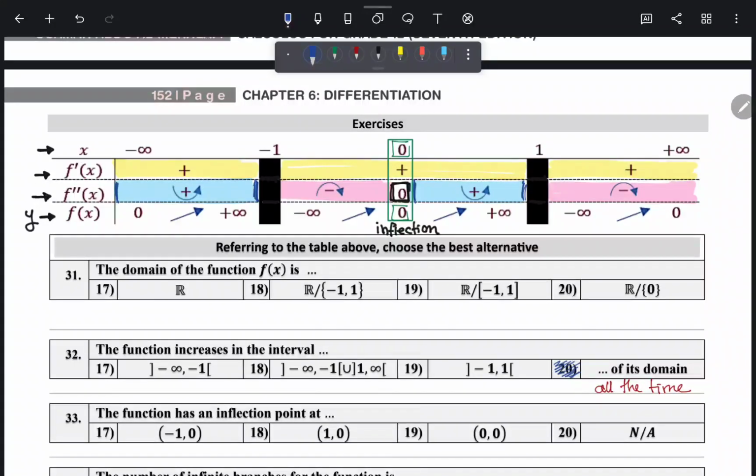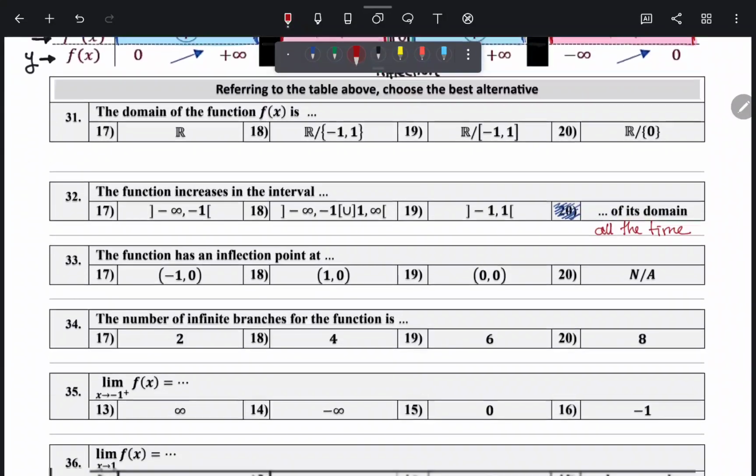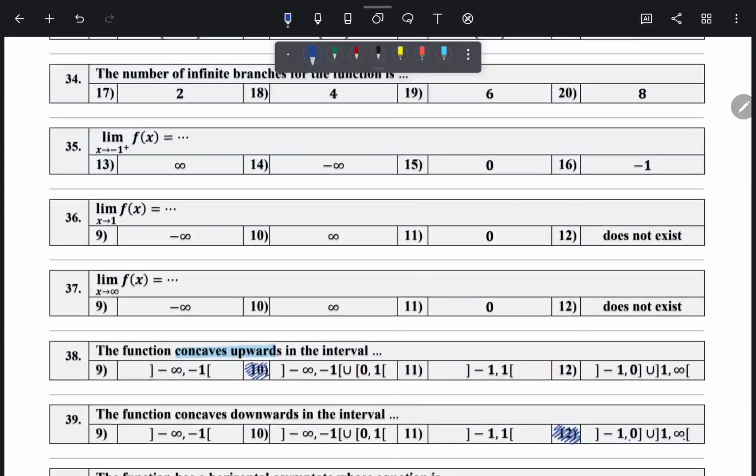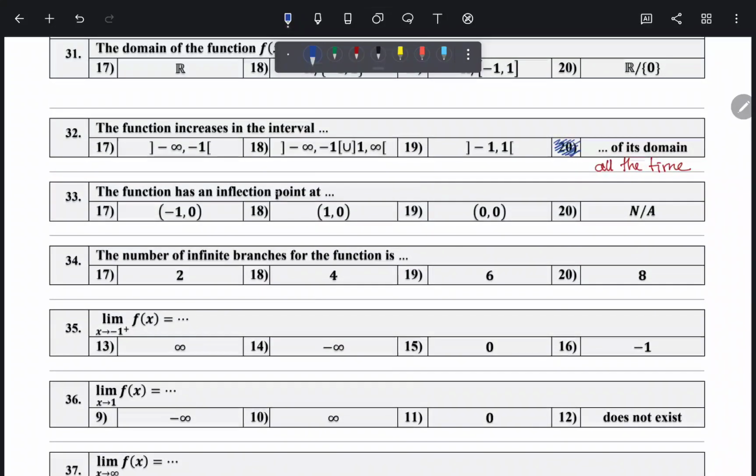Now, the second one concaves downwards. Where does it concave downwards? From negative 1, which is a gap, until 0, and from 1, which is a gap, until positive infinity. That's choice number 12. Then here there is also the statement that the function has an inflection point. Where is the inflection point? 0 and 0, the x and the y. So 0 and 0. Okay, good.